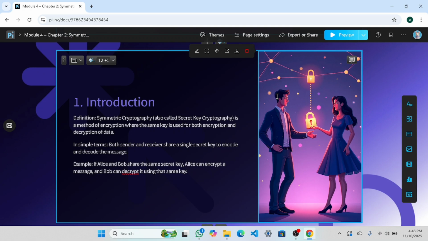So let's understand what is actually symmetric cryptography, also called secret key cryptography. It is a method of encryption where the same key is used for both encryption and decryption of the data. In simple terms, both sender and receiver share a single secret key to encode and decode the message. Clear? For example, if Alice and Bob share the same secret key, Alice can encrypt a message and Bob can decrypt it using the same key. So simple.